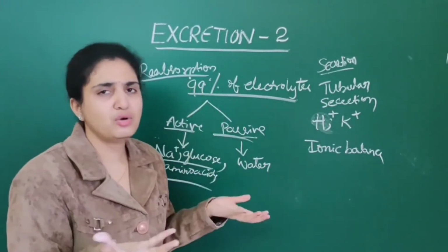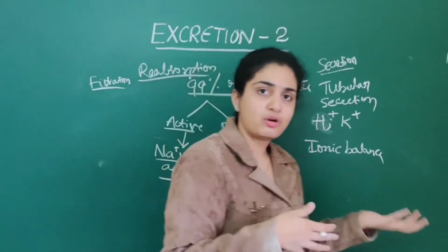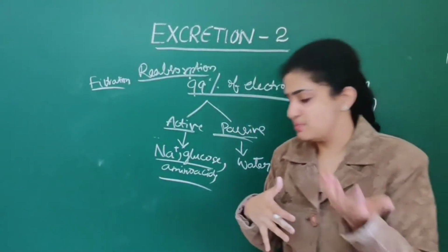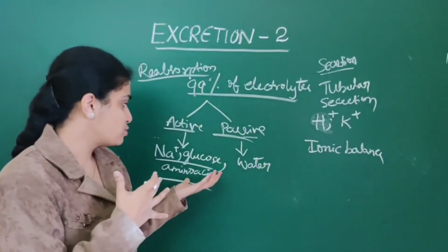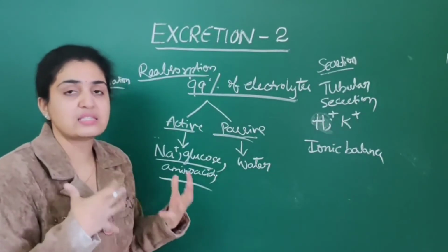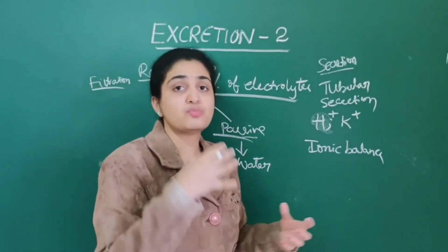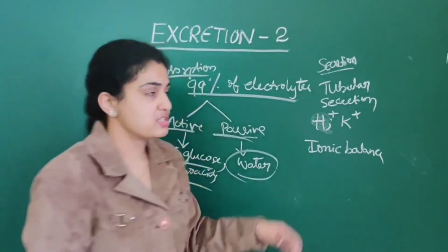Here reabsorption you all know, 99% is reabsorbed. Remember what is reabsorbed in active transport and what is reabsorbed in passive transport. In active transport, sodium, potassium, glucose and amino acids are all reabsorbed, whereas in passive transport only water. Remember this, only water through passive transport.